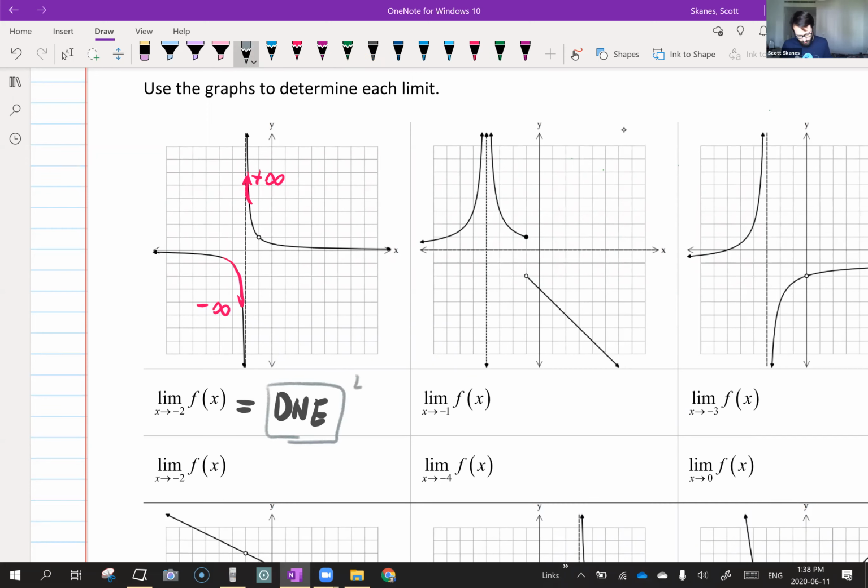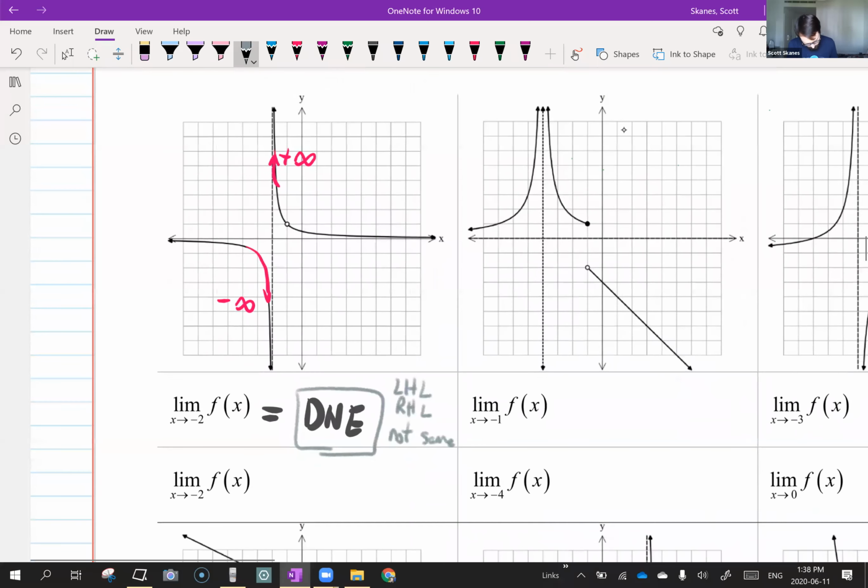In other words, the left-hand limit, the left side limit, and the right side limit, the right-hand limit, are not the same. Okay, that's for the first one. I made a little typo on the second one here. Change this. It's not x equals -2. I'll make it -1.